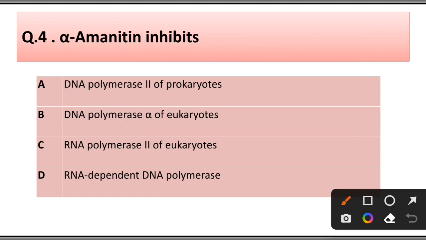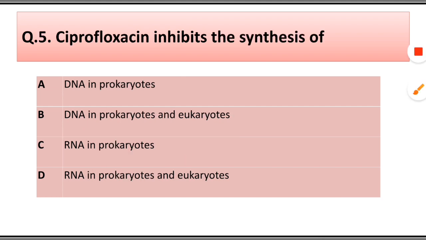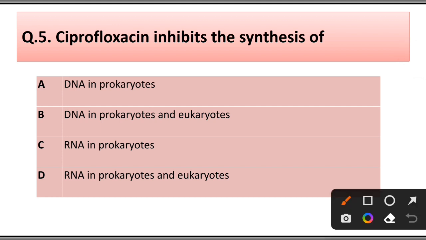Question 4. Alpha amanitin inhibits DNA polymerase 2 of prokaryotes, DNA polymerase alpha of eukaryotes, RNA polymerase 2 of eukaryotes, RNA dependent DNA polymerase. Correct answer is option C. Alpha amanitin inhibits RNA polymerase 2 of eukaryotes. Question 5. Ciprofloxacin inhibits the synthesis of DNA in prokaryotes, DNA in prokaryotes and eukaryotes, RNA in prokaryotes, RNA in prokaryotes and eukaryotes. Correct answer is option C. DNA in prokaryotes.